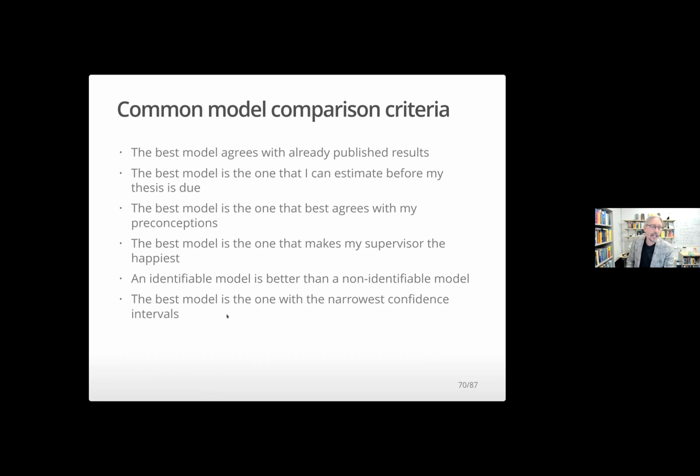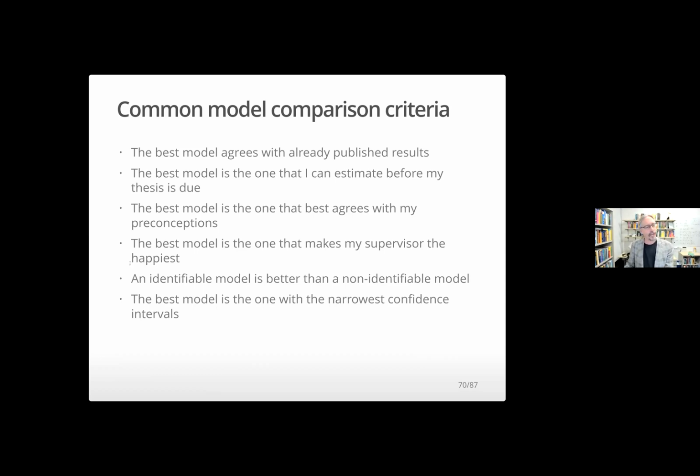Obviously, the best model is the one that I can estimate before my thesis is due. This is a joke, but there are real issues to do with the amount of effort that is put into these problems. Solving these kinds of problems involves a non-trivial amount of computational effort, and that can be difficult to square with other kinds of time pressures. The best model is the one that best agrees with my own preconceptions. I think that one is often present in many analyses. The best model is the one that makes my supervisor the happiest.